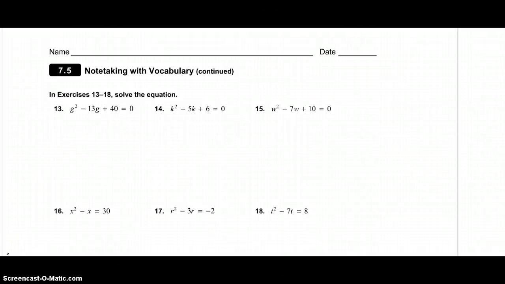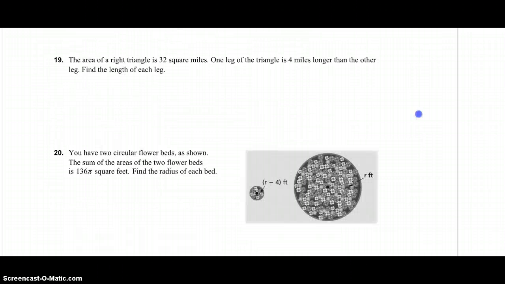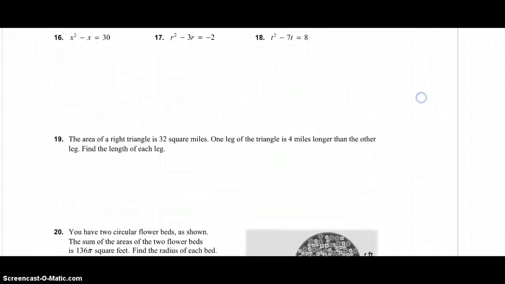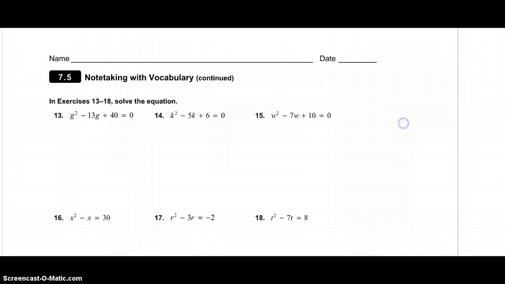Hi Algebra 1, this is day 2 of 7.5. If you have your student journals, you are going to be on page 228. So if you could turn to that page, and my iPad students will have their note sheets.